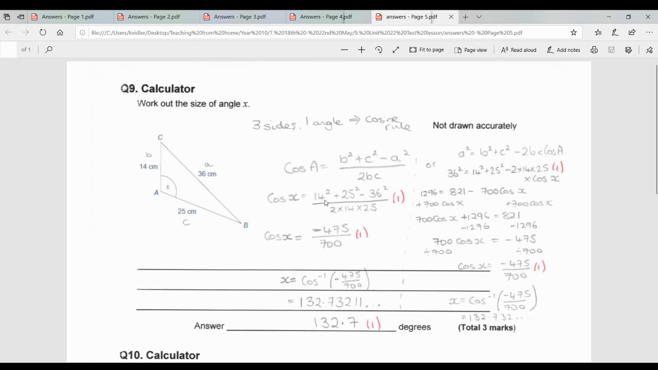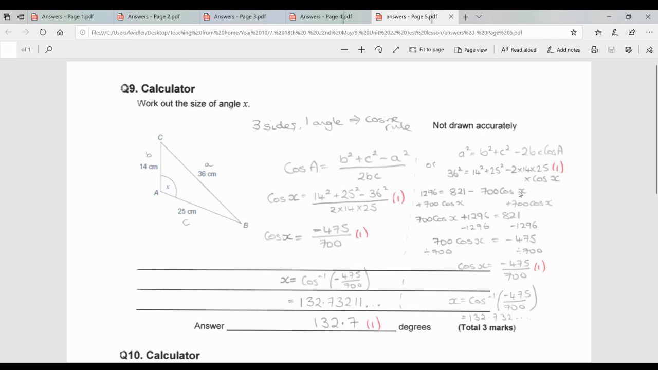So it's going to be cos of x equals 14 squared plus 25 squared minus 36 squared over 2 times 14 times 25. Remember, the A is already labelled there correctly, but if it wasn't, you could do that to make sure that the cos part of A is the angle that we're interested in. So your first mark for that one. Simplify that down, we end up with negative 475 over 700 for a second mark, and then you inverse cos that to get your final answer of 132.732, which you need to round appropriately.